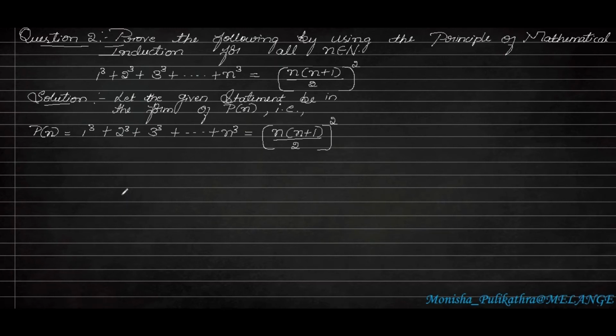Let us move on to the second question of this session. It is the same as the previous one. We have to use 3 steps. First, the given question. We have to assume it as a statement p of n. So p of n is equal to the given question, that is 1 cube plus 2 cube plus 3 cube up to n cube is equal to (n into n plus 1 by 2) whole square. So whatever question they have given, we first assume it as equal to p of n. This is the first step.